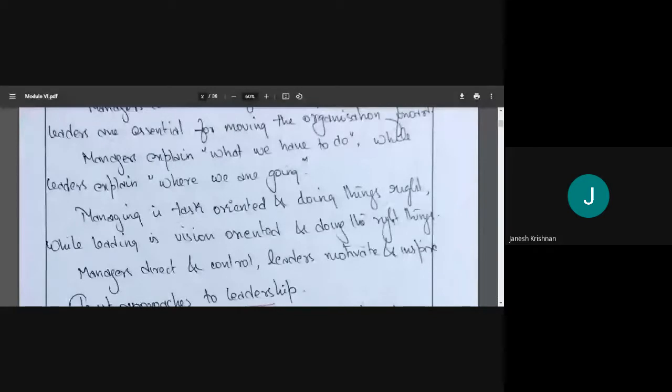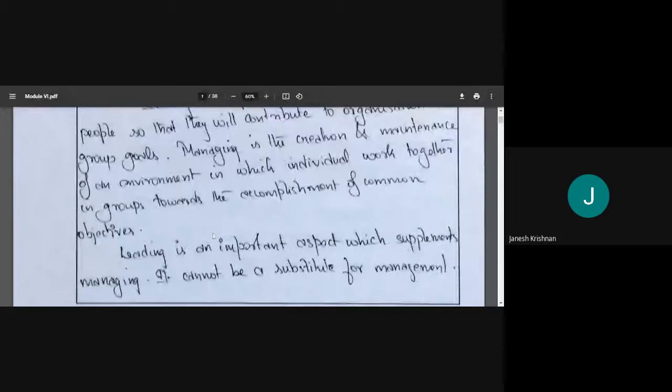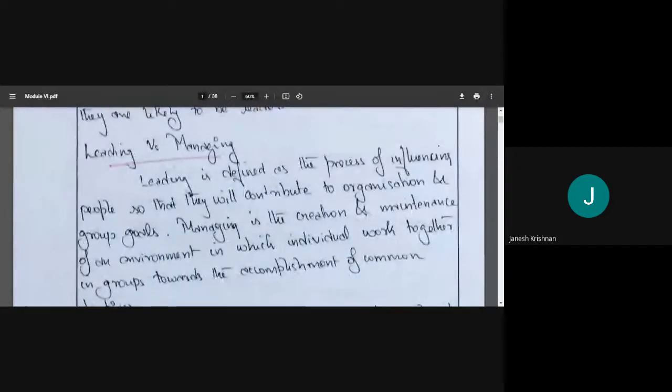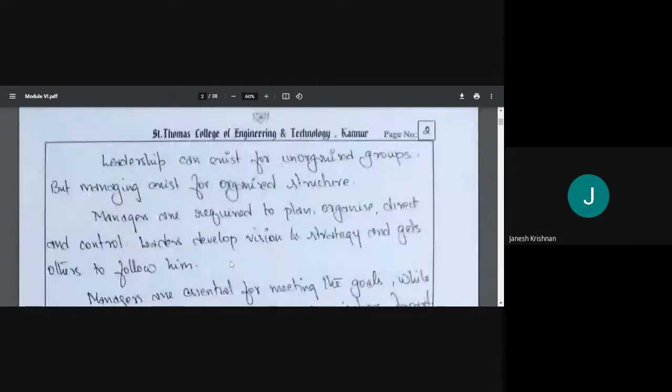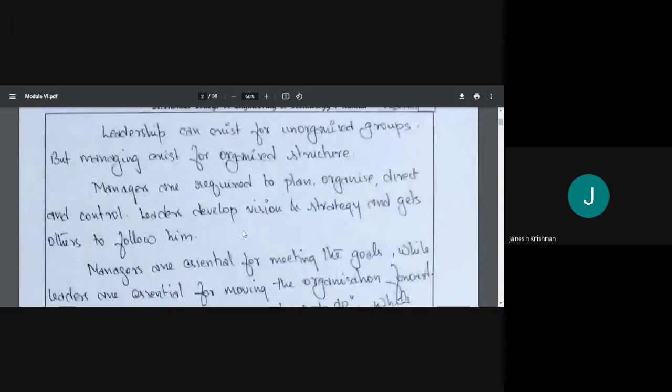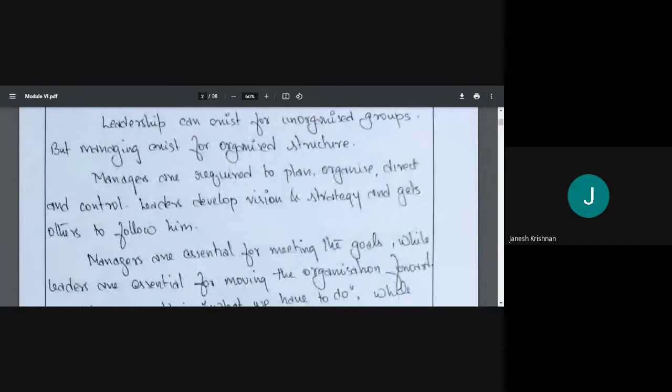So if you put it briefly, leading means we are influencing people so that they will contribute to the organization goals. Okay, and managing means we are creating and maintaining an environment where people can work together and achieve the goals, right? So leading is a supplement to the managing. Okay, it's not a substitute, it is a supplement to the managing process. So leadership can exist for unorganized groups, but managing will always be for organized groups only.